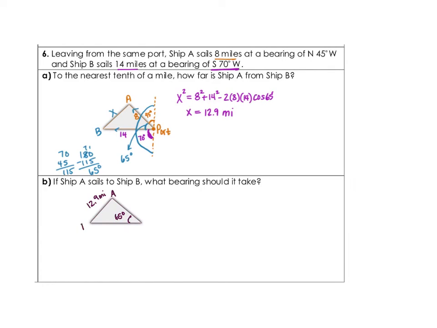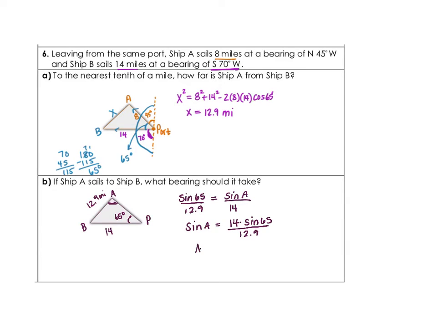And so there's ship A, here is ship B, and here's the port. So really we know this side is 14. And so if we're looking for our bearing, we really need this angle up here to help us find that. So the setup of this, we're going to have sine of 65 over 12.9 is equal to sine of A, which is what we're going to be looking for, over 14. And so cross multiplying and dividing, that's going to give me sine of A is equal to 14 times sine of 65 all over 12.9.